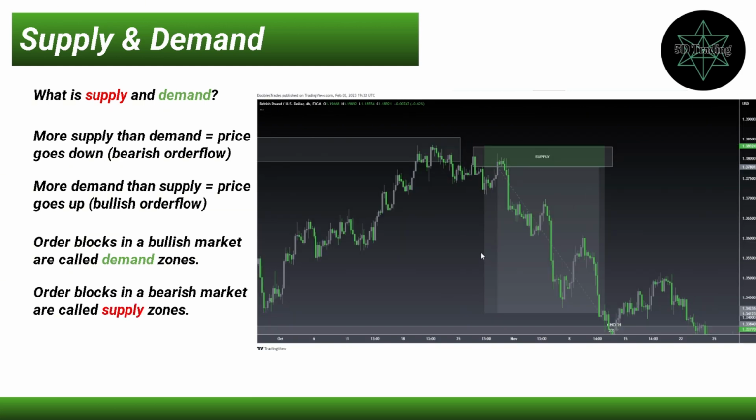In contrary to that, order blocks in a bearish market, as I just mentioned, are known as supply zones, and we want to sell from these areas. A supply zone is an area of increased selling pressure, and there are many short positions waiting to be triggered from smart money. So there are some key words I want you to be familiar with, and these are rally, base, and drop.